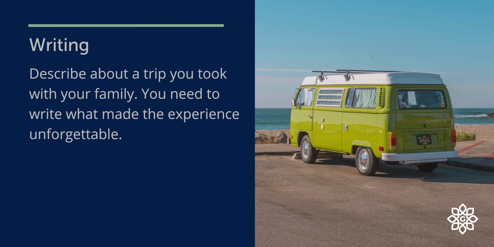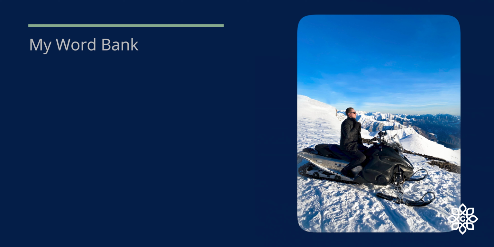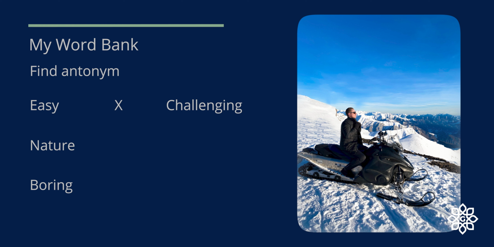Now moving on to the last section, my word bank. Find antonyms for these words in the poem. The words are easy, nature, boring. So the antonyms found in the poem are: for easy, challenging; for nature, culture; for boring, interesting.